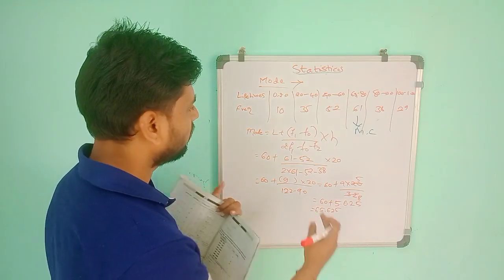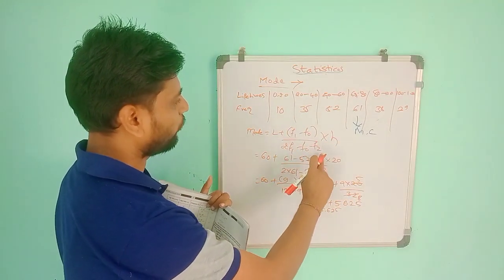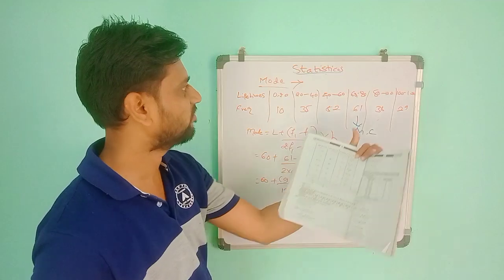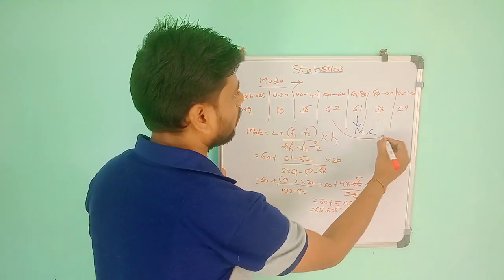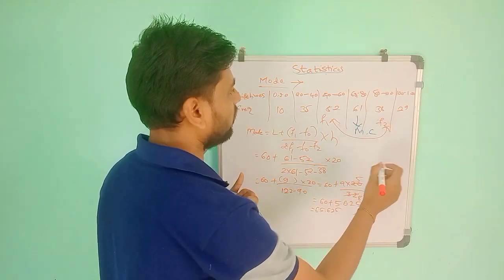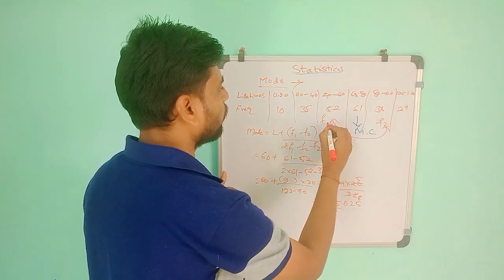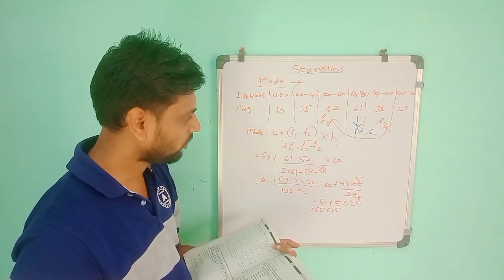This is 9 and this 20 is the class interval, that is h, and then 2 f1 minus f0 minus f2. F2 means the succeeding class interval, that is 38. This is f1, this is f0, this is f2, and this is the modal class f1. So you got 65.625.